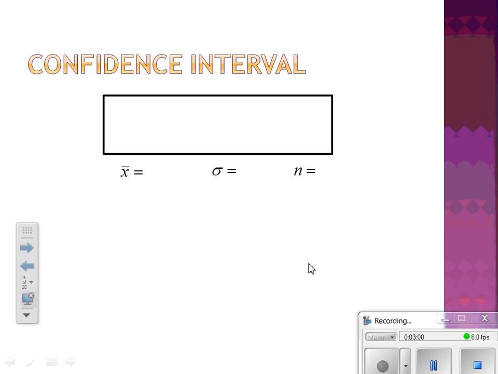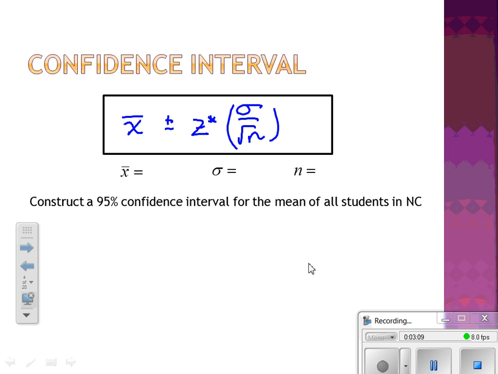So, like we just saw, the confidence interval here will be x bar plus or minus that z star value times sigma over the square root of n. So x bar is the sample mean, sigma, remember, is the population's standard deviation, and n is your sample size.